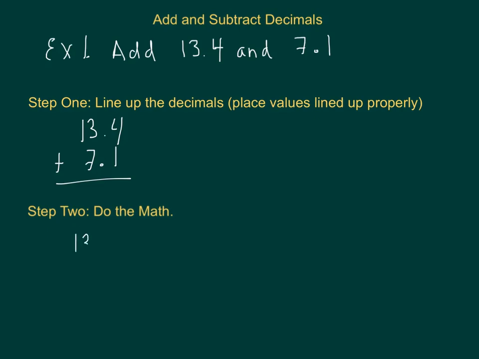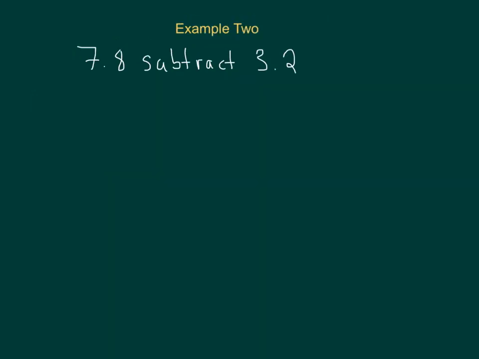So I have 13.4 plus 7.1. 4 plus 1 is 5. We have to make sure we take our decimal down, keep it the same there. 3 plus 7 is 10, so we add a 0 and then add a 1 up top. And 1 plus 1 is 2, so it becomes 20.5. And that's kind of all there is to adding and subtracting. So let's try another example.